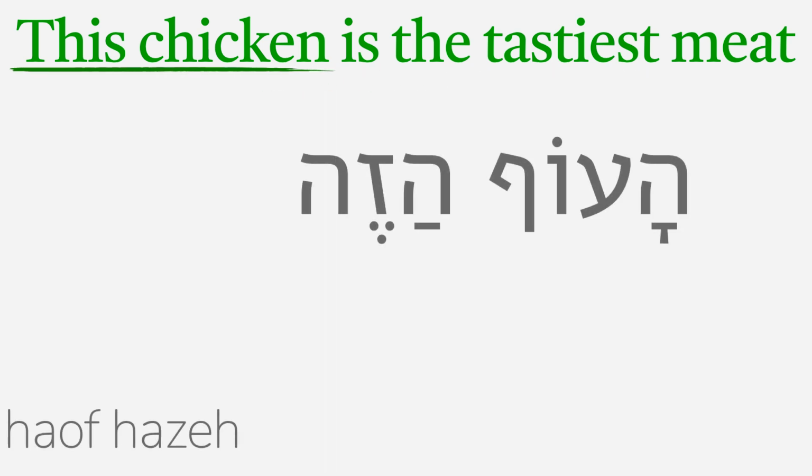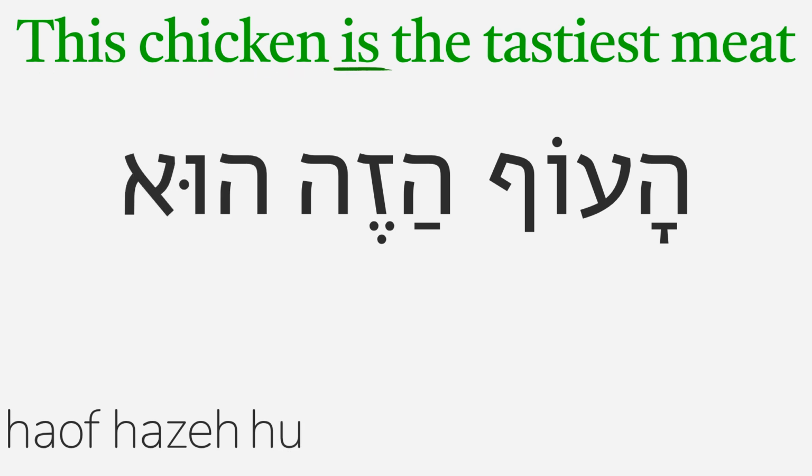Let's see one more example of a superlative with the sentence, this chicken is the tastiest meat. Tastiest is a superlative, the most tasty. This chicken is ha'of hazeh. And in this sentence, we'll also add a word for is, hu, which can mean he or is. The tastiest meat is a phrase we can make with biyoter or hakhi. Let's start by using biyoter.